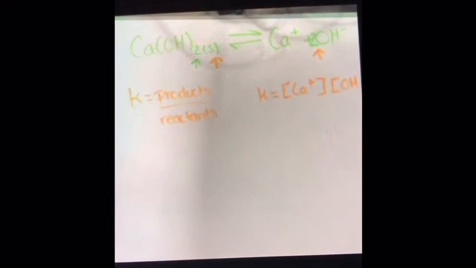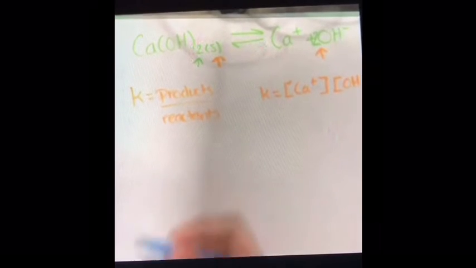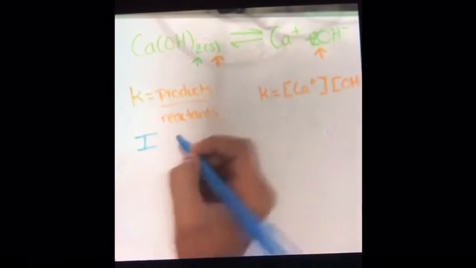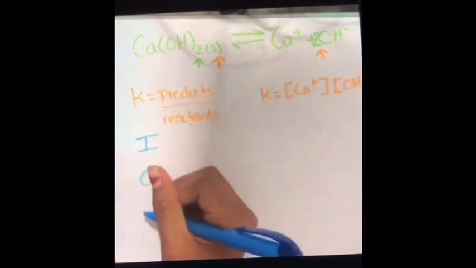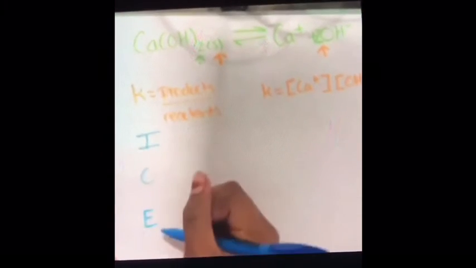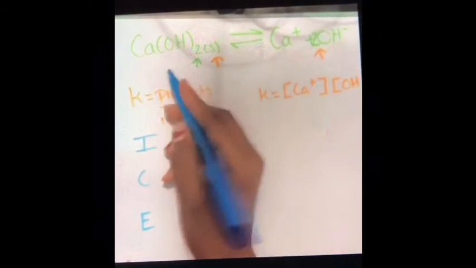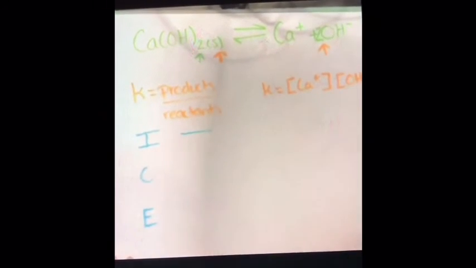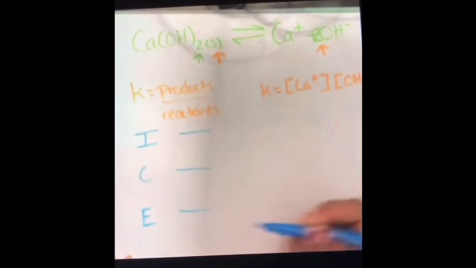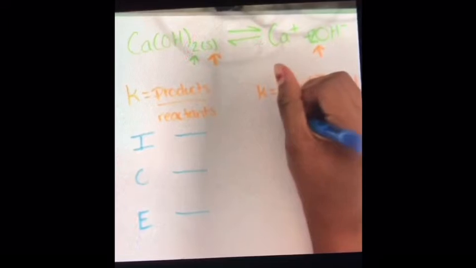After we do this, we're going to make our ICE chart. It's going to start with I, which is the initial concentration, C, which is the change in concentration, and E, which is the concentration at equilibrium. We're not going to worry about the concentration of Ca(OH)2 because it's a solid. And since the concentration of Ca2+ isn't given, we're going to put a 0 for this, and the same for OH minus.